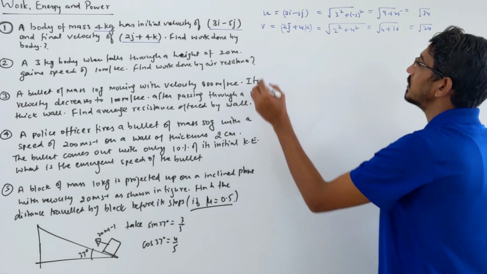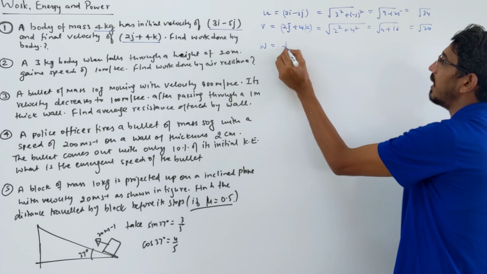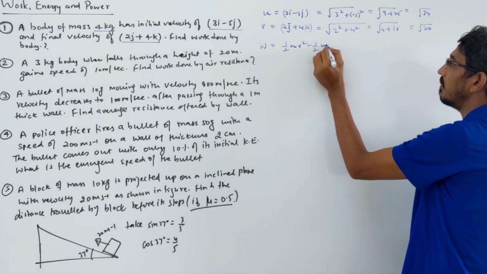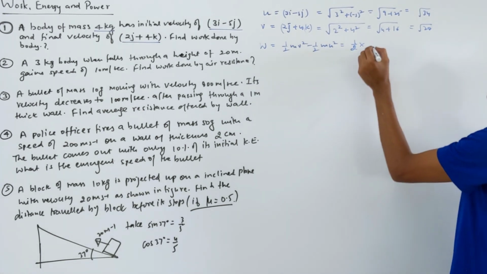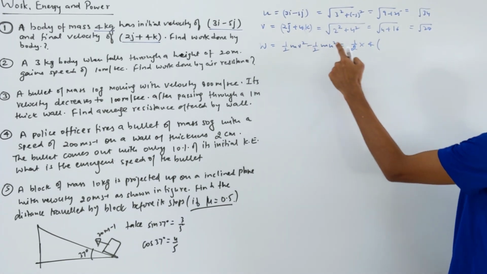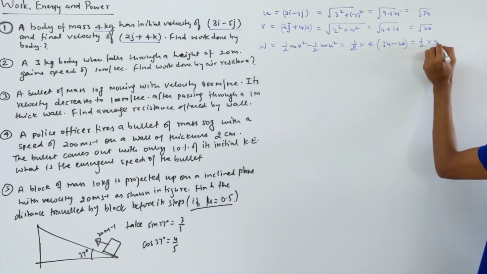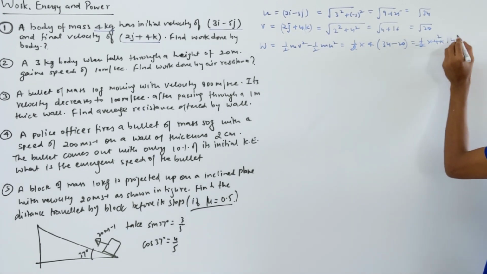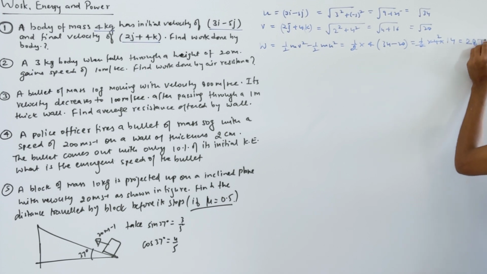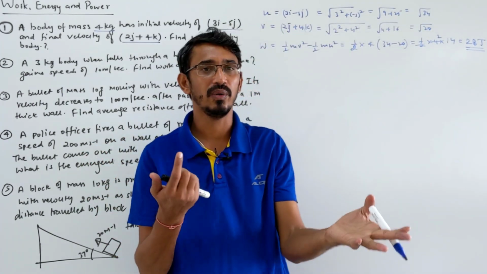We have to find the work done. The definition of work done is simply the change in kinetic energy. So you write half m v square minus half m u square. Taking half and m common, the mass is given as 4 kg, so in the bracket remains v square minus u square. V square is 20 and u square is 34, so half into 4 into the difference, 14, gives 28 joule as the work done. Yes, that's the first question. Velocity is again in vector form.